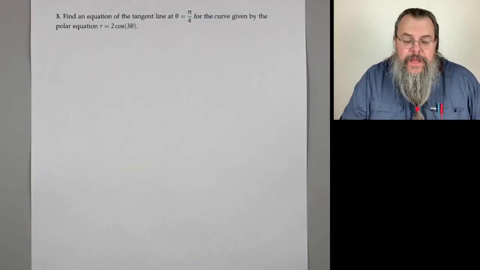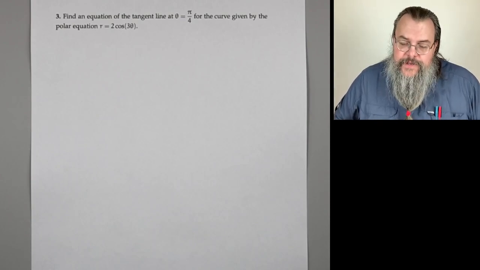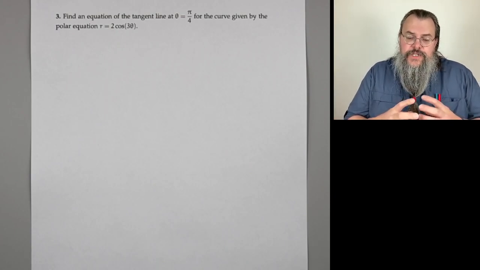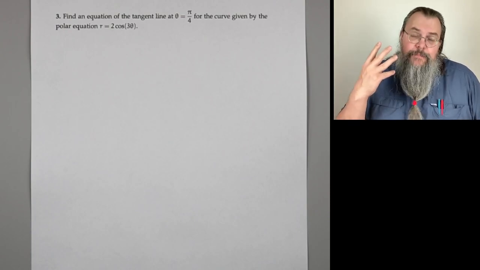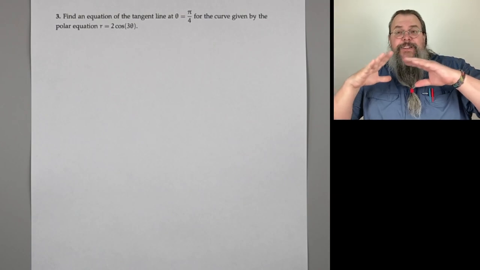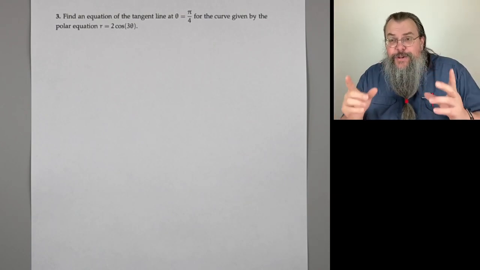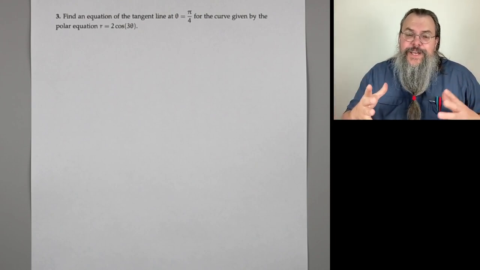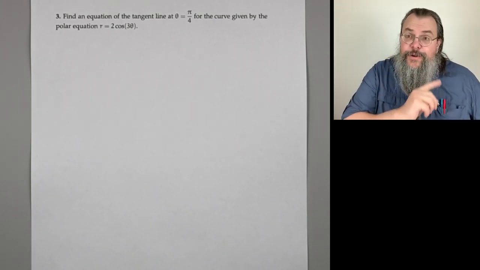Number 3, find an equation of the tangent line at theta equals pi fourths for the curve given by the polar equation r equals 2 cosine 3 theta. Now, this is a polar curve. Here's the thing. Tangent lines are flat things, and polar coordinates are roundy things, and so they don't work too well together. What you'd like to do is you'd like to switch here. So we're going to switch.